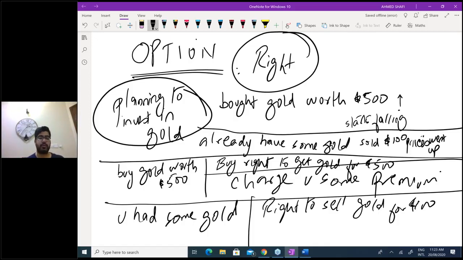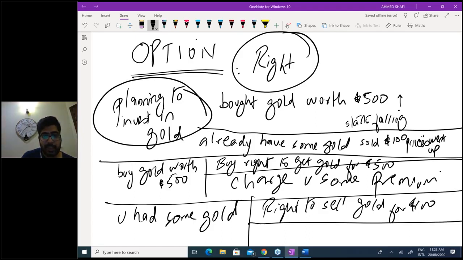You sold gold for $100 and the prices go up, you can't do anything. You just took the right to sell gold for $100. If the prices increase, leave that right. Sell it in the open market for 400. But if the prices fell, exercise that right to sell gold for 100. The person offering you this right won't give it to you for free. He will charge some premium.